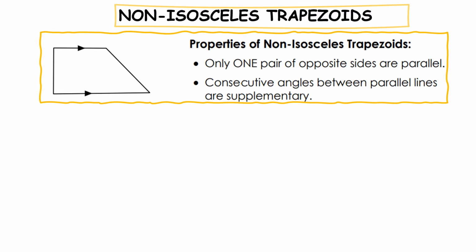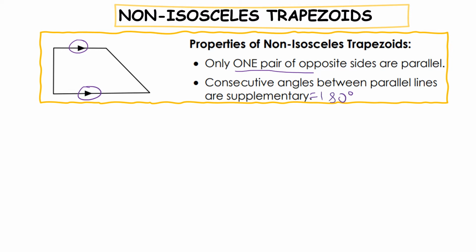The first type of trapezoid we're going to take a look at is non-isosceles trapezoids. The properties for non-isosceles trapezoids: it only has one pair of opposite sides that are parallel. So we have the pair here, you see it's denoted there by the parallel line marks. And consecutive angles between parallel lines are supplementary. So remember, supplementary means the two angles together will equal 180.